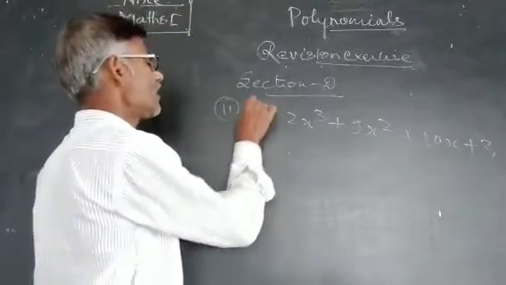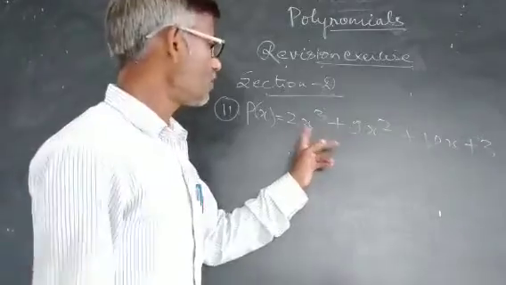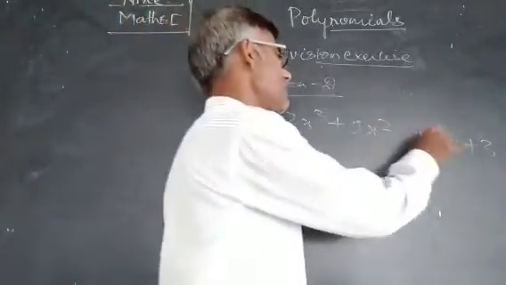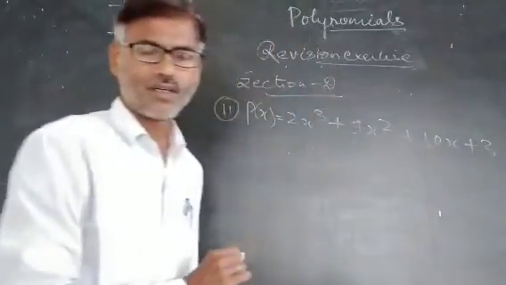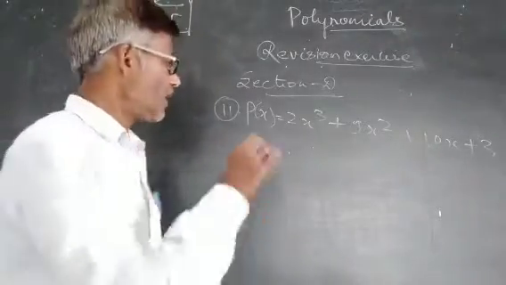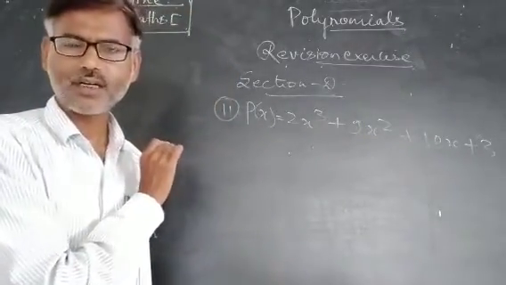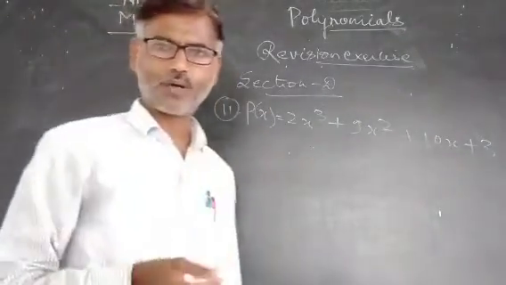We will consider a notation for it, say p(x). So p(x) equals 2x cubed plus 9x squared plus 10x plus 3 is the given polynomial. We have to factorize it. It's a cubic polynomial, its degree is 3. So a cubic polynomial.